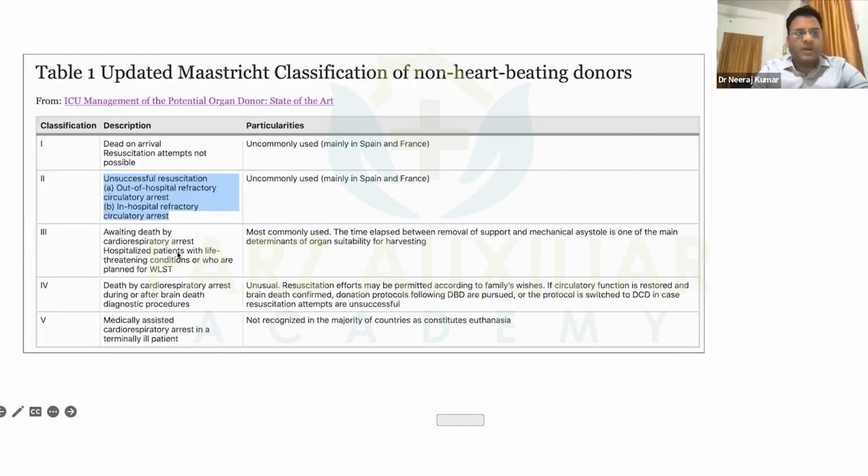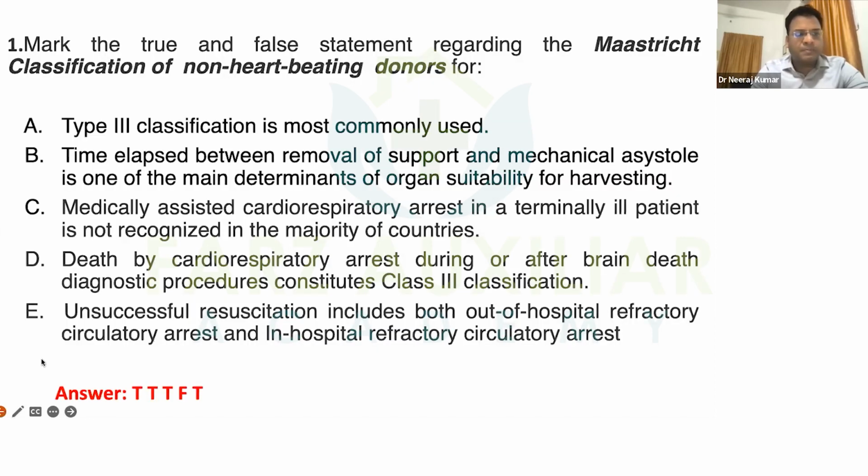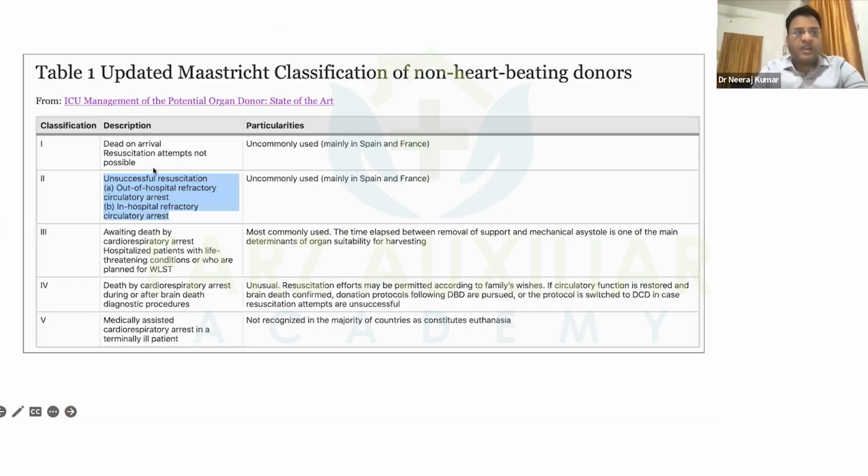Because most of the time it is not recognized in the majority of the countries, because it is medically assisted cardiorespiratory arrest in a terminally ill patient. So if you'll see the option again, medically assisted cardiorespiratory arrest in a terminally ill patient is not recognized in the various countries. But class 1 and class 2 are uncommonly used, though recognized by countries like Spain and France, whereas these constitute euthanasia and it is type 4.